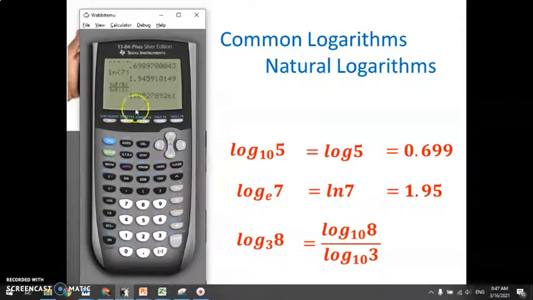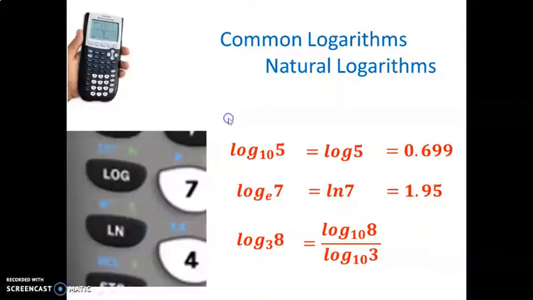Enter. Notice the answer is 1.89, so that works out to 1.89. Now, some calculators do have the ability to create logs with different bases. A lot of simple calculators cannot, so you have to use this to solve something like this. But on our graphing calculator, you can enter logs with different bases.